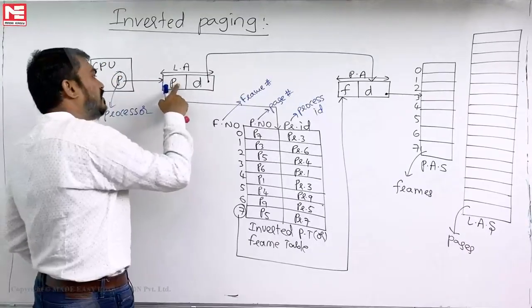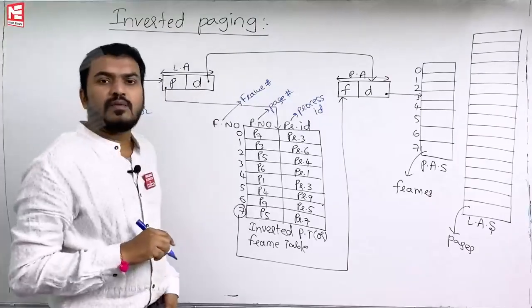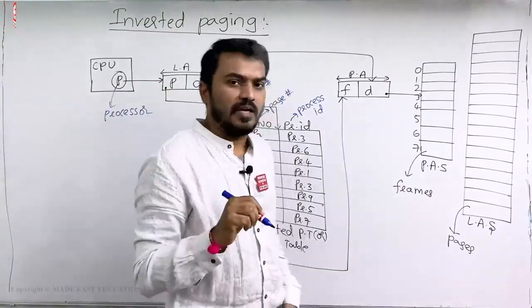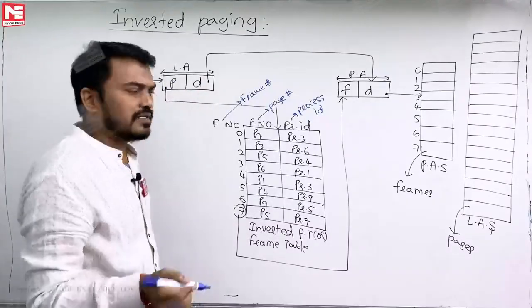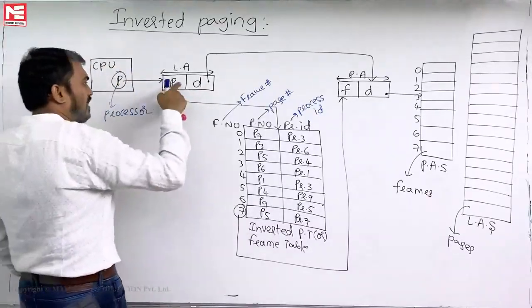P will tell you the page number, and D will tell you the page offset. That is the same as whatever we studied. So you take the page number.